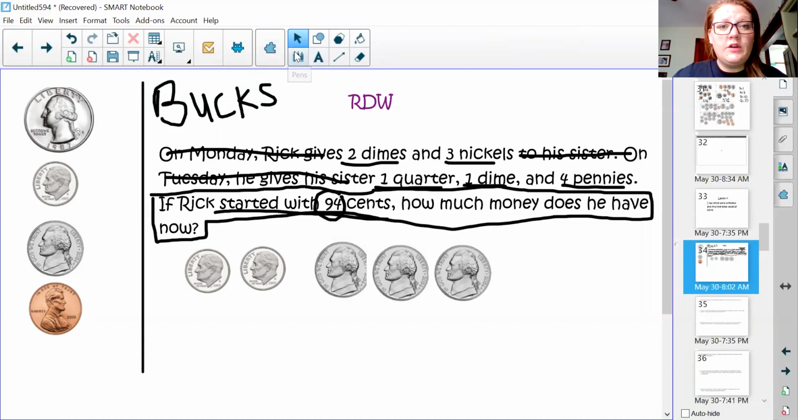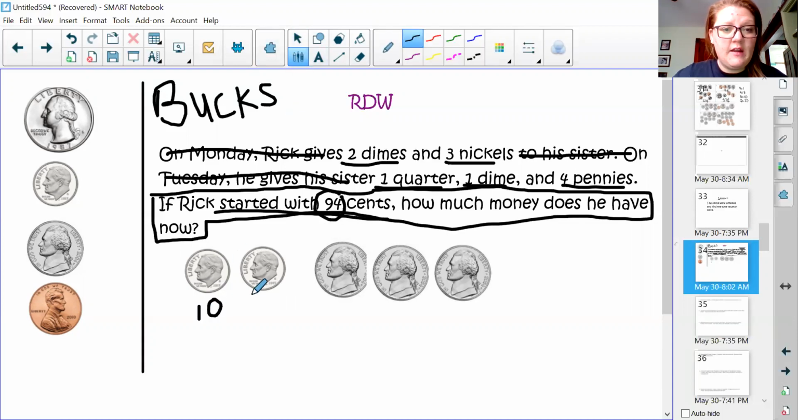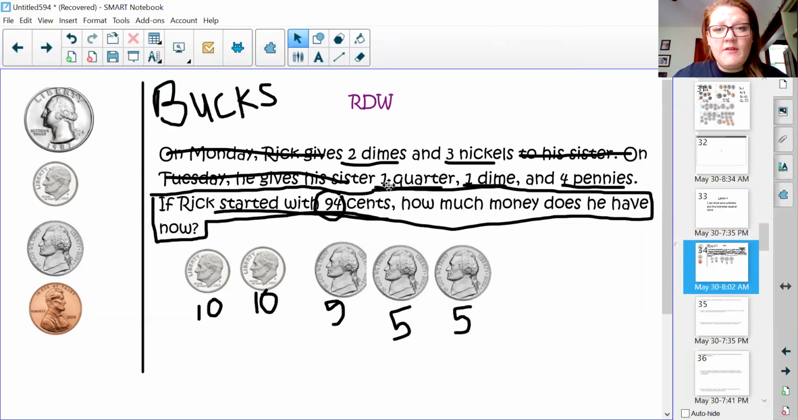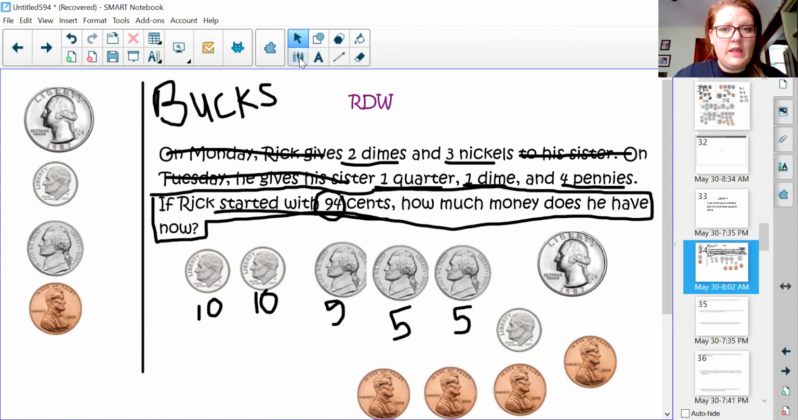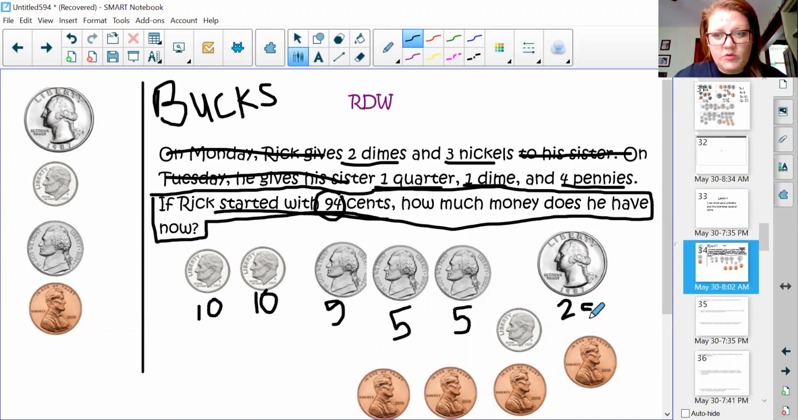All right, so underneath, you'd have 10, 10, 5, 5, 5. But he gave his sister some more money. He gave her 1 quarter, 1 dime, and 4 pennies. So he gave her a quarter, a dime, and 4 pennies. So now he has 25, 10, 1, 1, 1, 1.